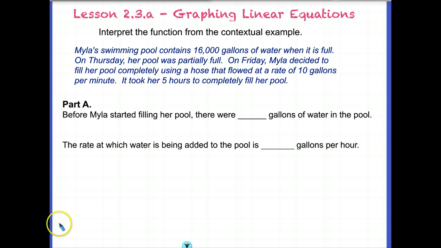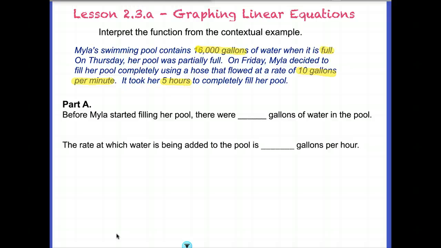So when you're reading this, your mind should be thinking about certain things. The pool flows at a rate of 10 gallons, I'll highlight that, per minute. Okay, but it took 5 hours to completely fill. So now we're comparing minutes to hours, so we have to consider that. We also need to recognize that it has 16,000 gallons of water when it's full. So our question here in part A is, before Mila started filling her pool, how many gallons of water were in the pool? So we need to figure this out.